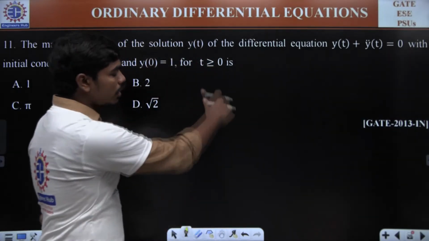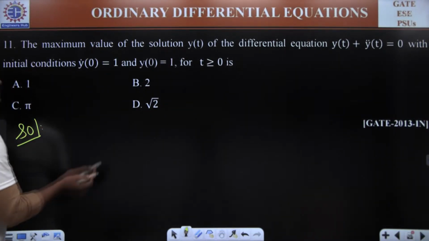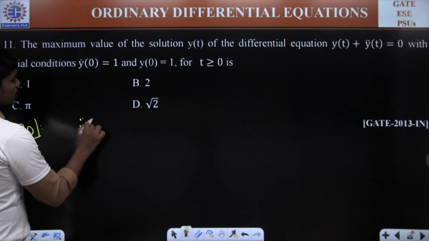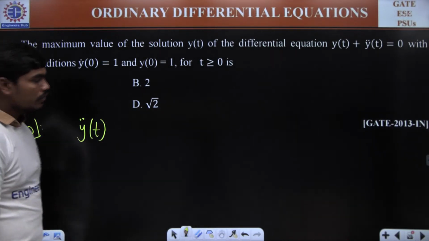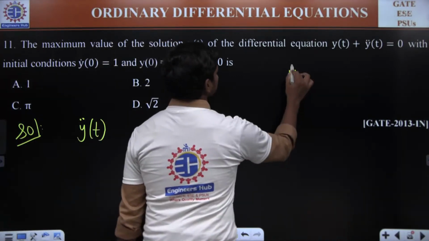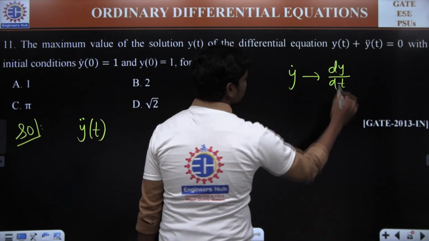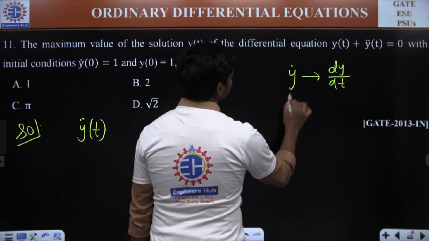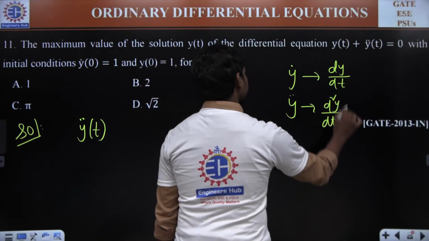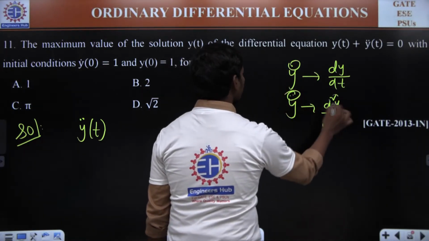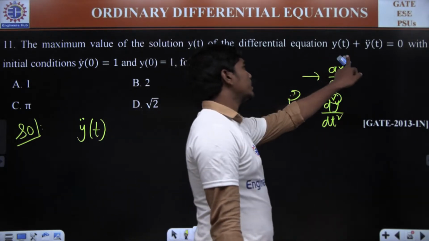So what is the maximum value of this, by the way? Please tell me. The differential equation is y double dot of t. Sometimes differentiations are denoted by dots. For example, y dot means dy by dt if the independent variable is t. Y double dot is nothing but d square y by dt square. The number of dots denotes the order of the differentiation.